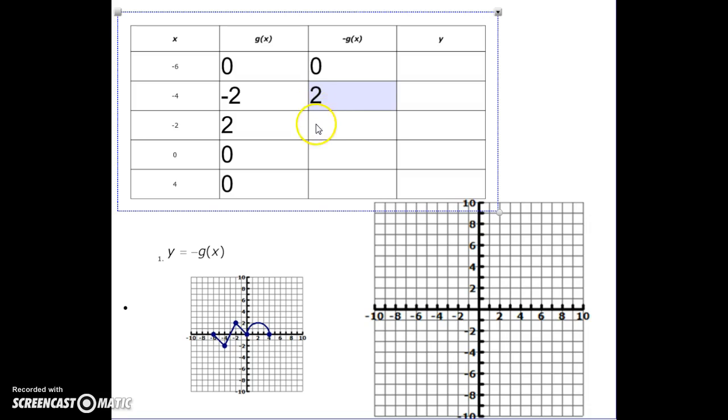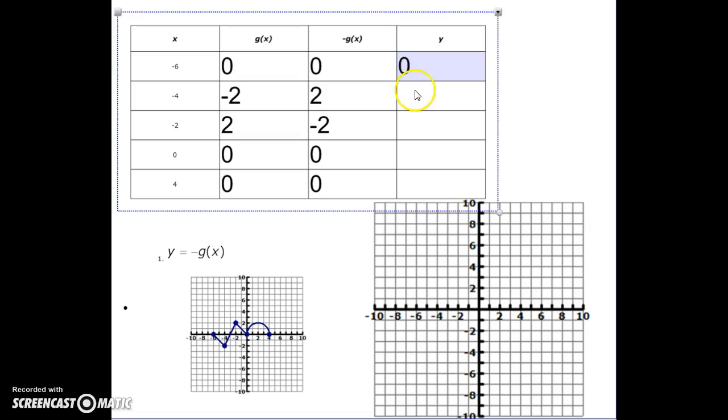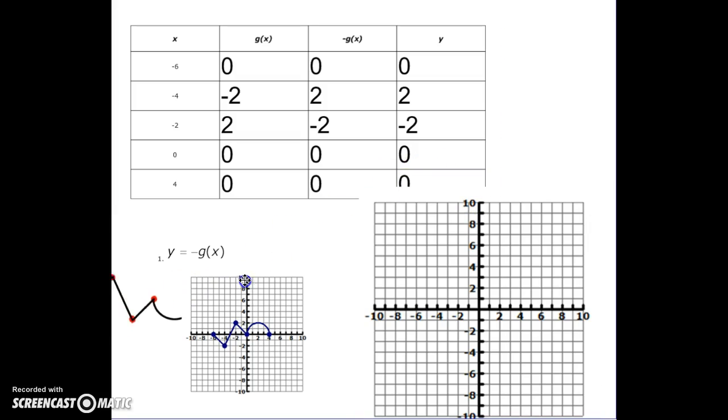I'm doing the opposite of each output. And then these are your new y values. So now when I graph that, I use my x's and my new y values. And what happened here is it flipped vertically. So I have an opposite of the function, I flip it vertically. Not an opposite of the x, an opposite of the function, I flip it vertically.